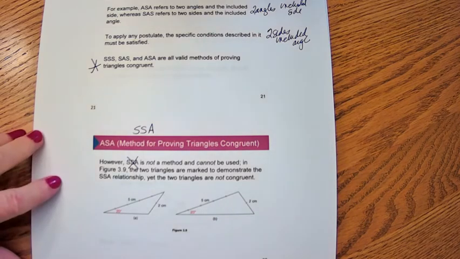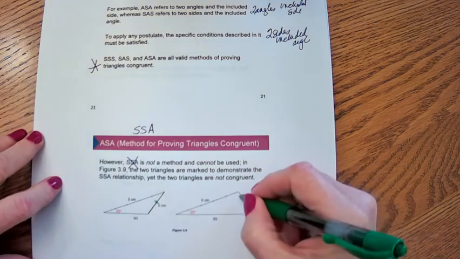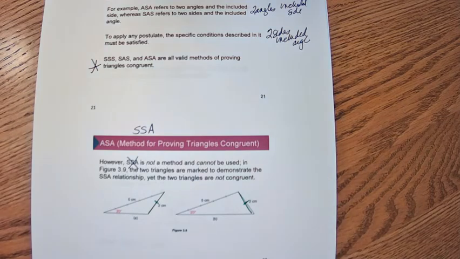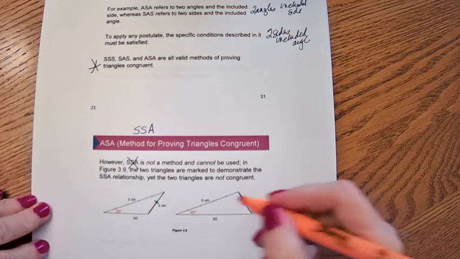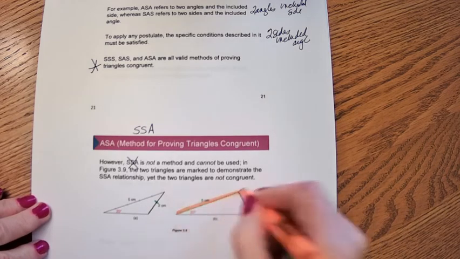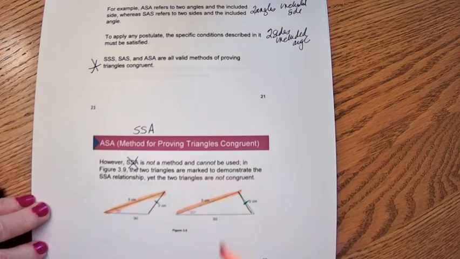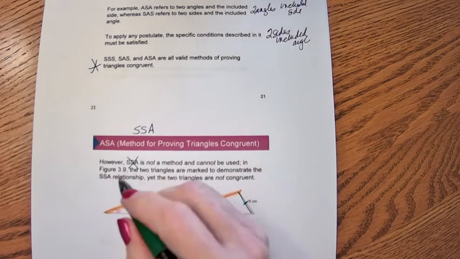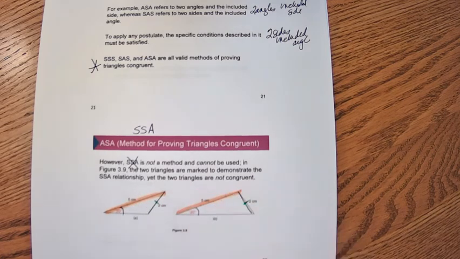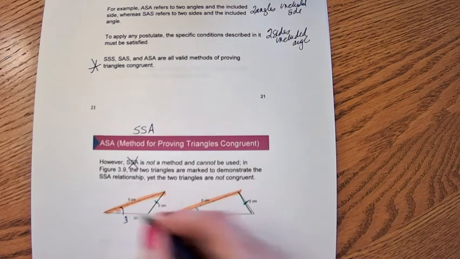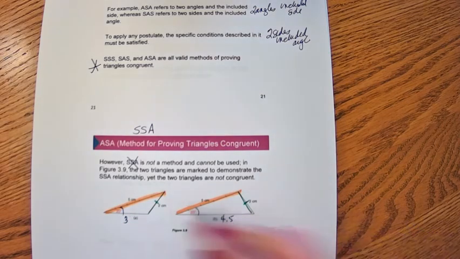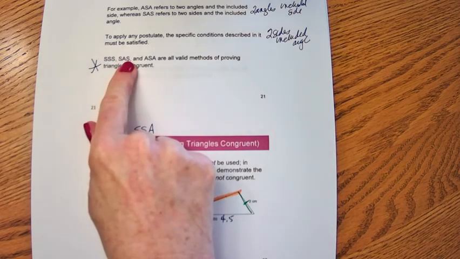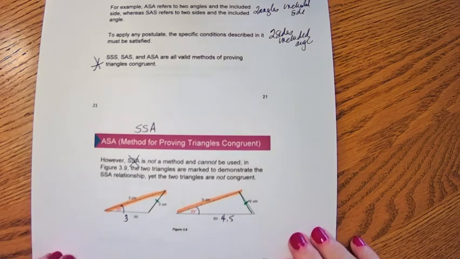Let's take a look. So, if we have 2 centimeters and 2 centimeters, they're congruent. And we have 5 centimeters and 5 centimeters, they're congruent. And here's a 20 degree angle. That would be side, side, angle. But you know what? These sides are not congruent. This one might be 3 and this one might be 4.5. So you cannot use just any combinations of sides and angles, any 3. It's got to be side, side, side, side, angle, side, or angle, side, angle for what we've learned so far.